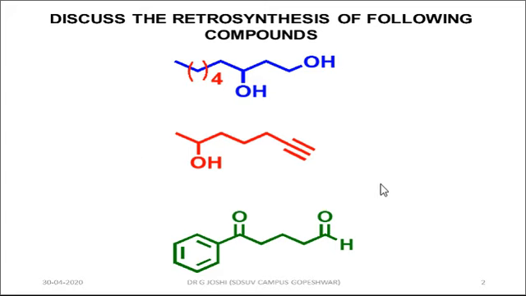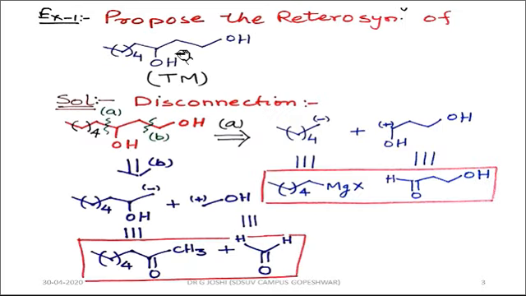In this session, we'll discuss the retrosynthesis of these three examples: molecule number one, number two, and number three. Let's do it one by one. In example one, this is a target molecule for us to synthesize. We first have to propose a retrosynthesis for this molecule.